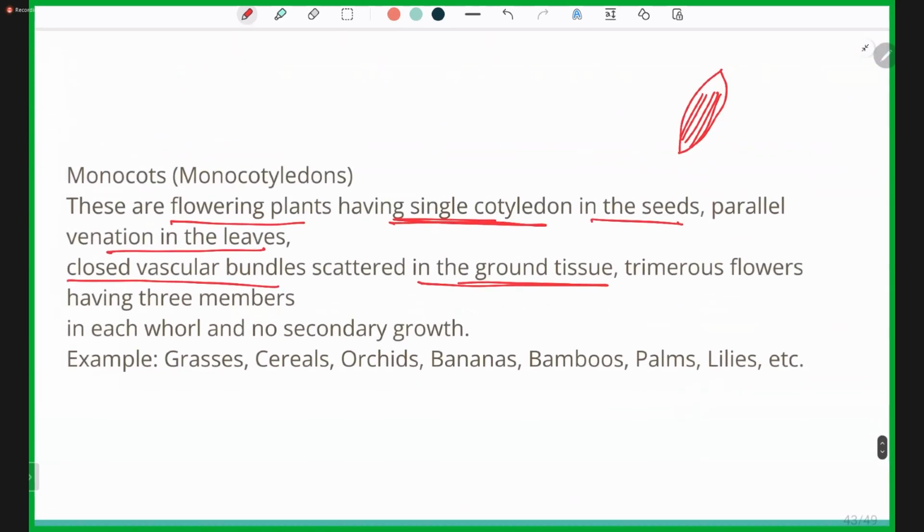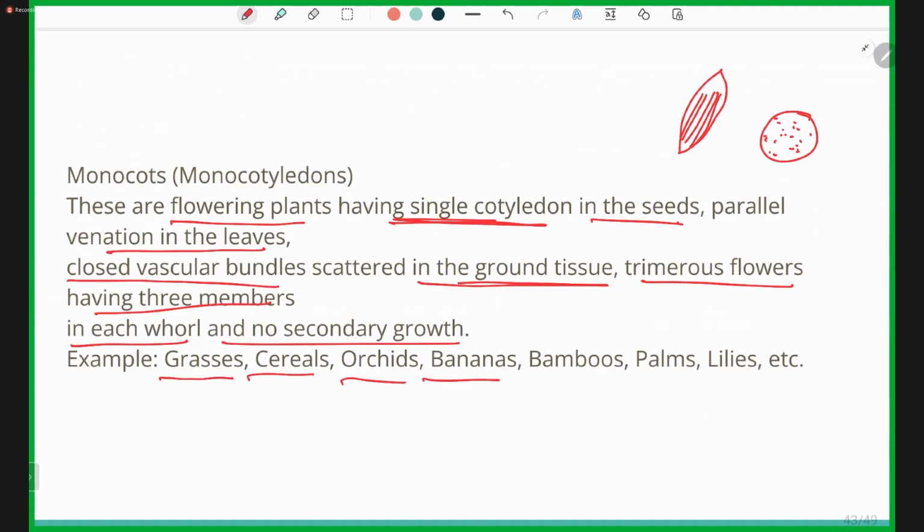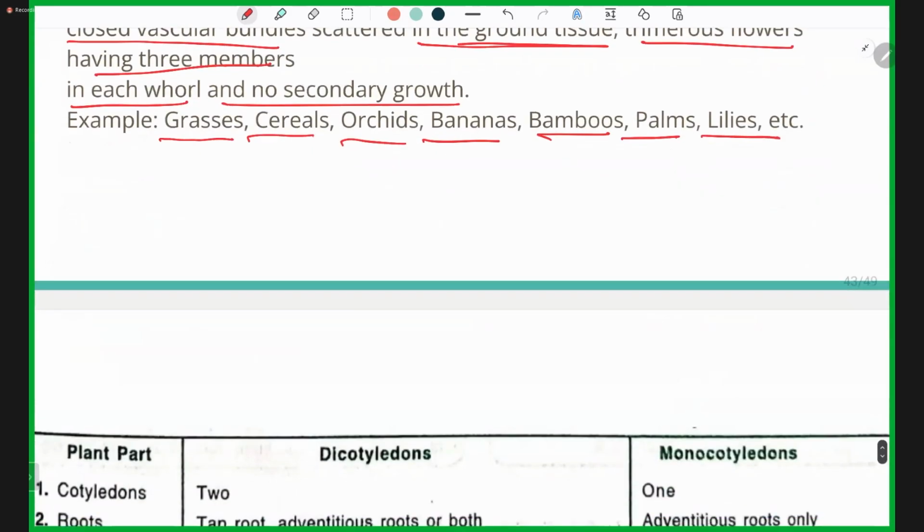But in case of monocot, the vascular bundles are scattered all around, having trimerous flowers with 3 members in each whorl, and no secondary growth. So this is the main division between monocot and dicot plants. Some examples are grasses, cereals, orchids, bananas, bamboo, palms, lilies, etc.